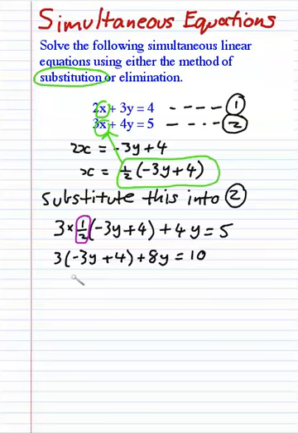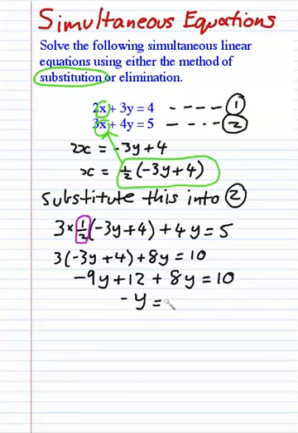So let's expand the bracket. So we get minus 9y plus 12 plus 8y is equal to 10. Okay. Minus 9y plus 8y is going to be minus y. If we take the 12 over to the other side of the equation, we get minus 2. And therefore, y is equal to 2.